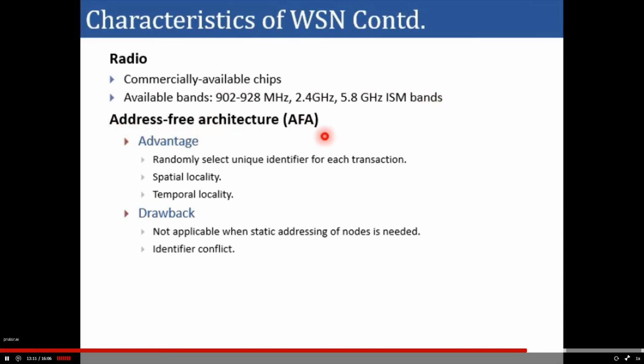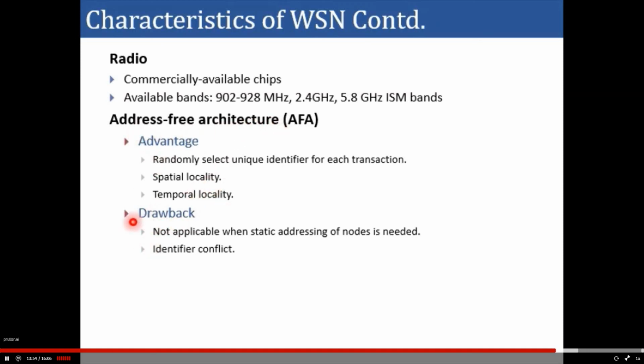Another important characteristic of wireless sensor node is the address-free architecture. The advantage of having address-free architecture is that we can randomly select a unique identifier at any time whenever we have a particular data transmission. The advantage of having address-free architecture is also that the wireless sensor nodes can be spatially as well as temporally located in the field. So whichever node is awake will be given a temporal ID for the data transmission.